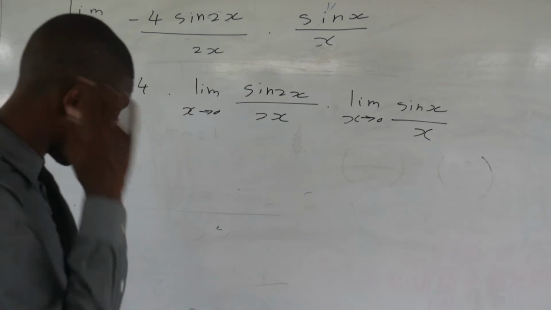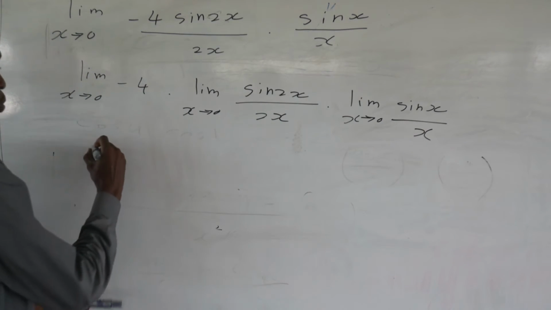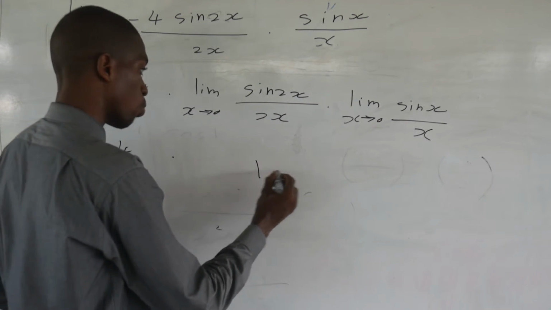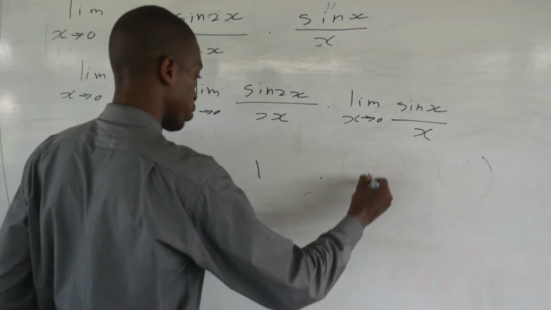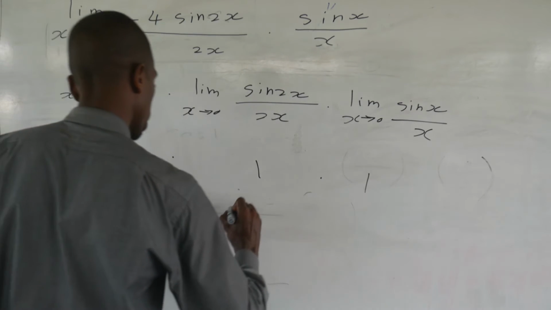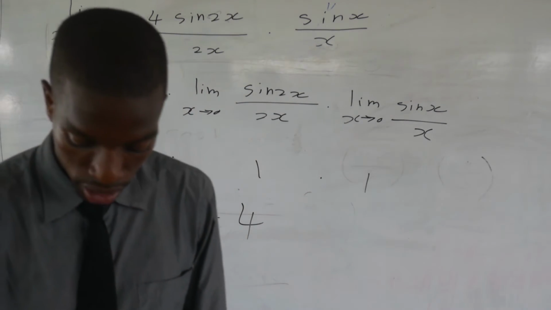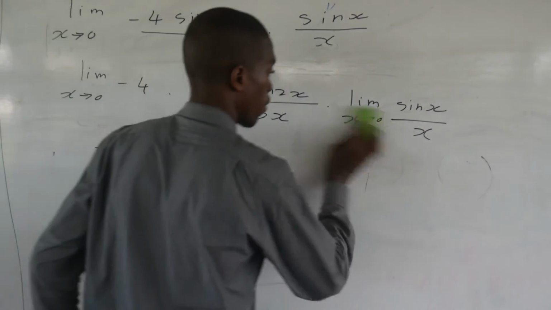So obviously this will just be negative 4 multiplied by this, it's just 1, multiplied by this is also 1. So the answer is negative 4. And that's that. Next question.